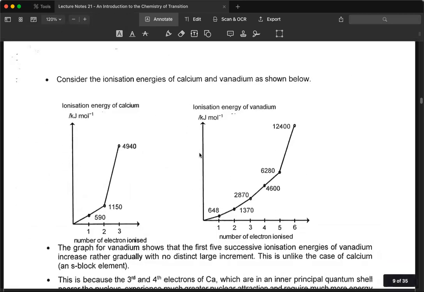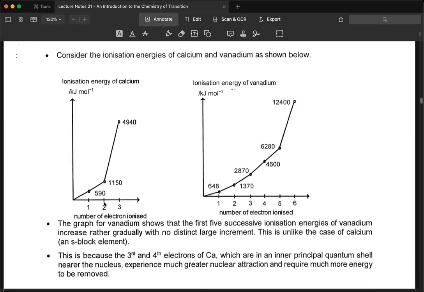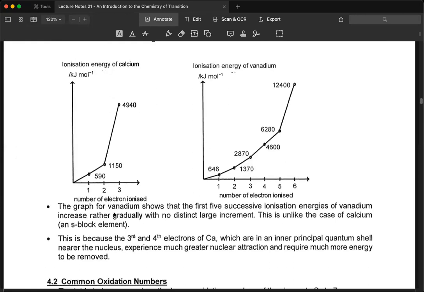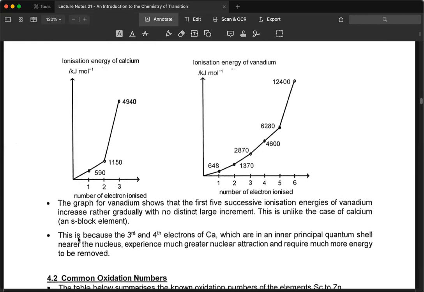So consider the IE of calcium and vanadium as shown below. The graph for vanadium shows that the first 5 successive IE of vanadium increase rather gradually with no distinct large increment. But we do not see that in calcium, because for calcium we can see a great jump in IE between the second and the third. Because the third and fourth electrons of calcium are in the inner principal quantum shell, nearer the nucleus, and experience much greater nuclear attraction and require much more energy to be removed.